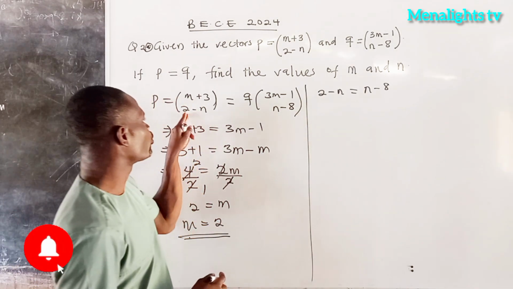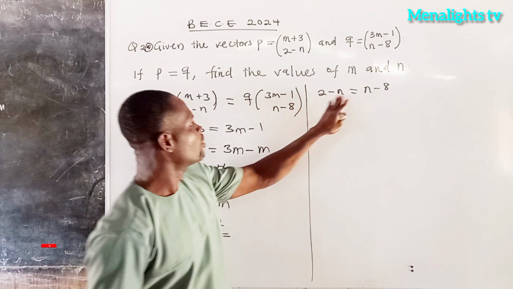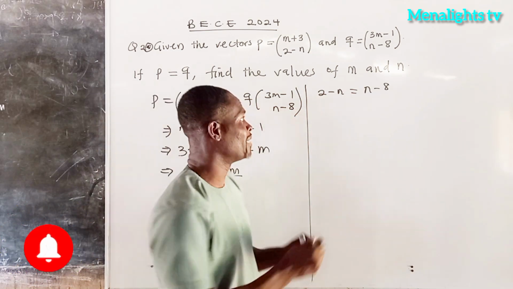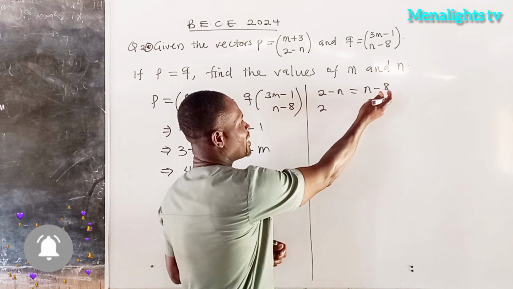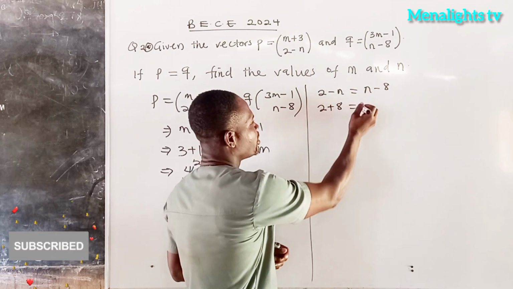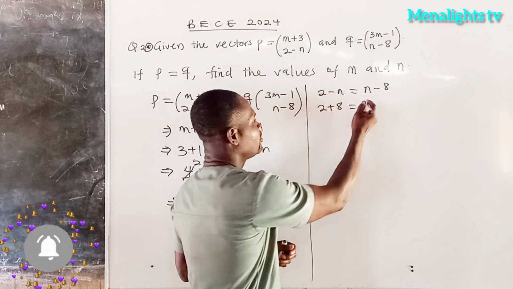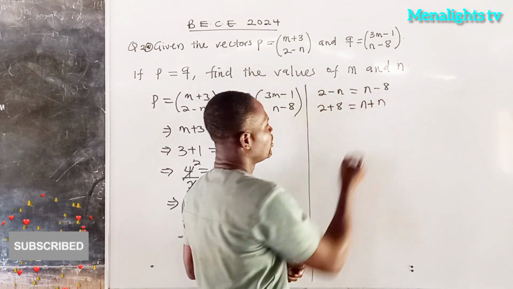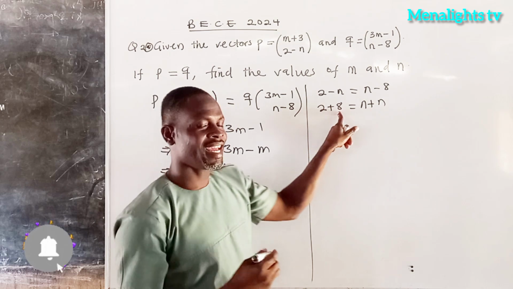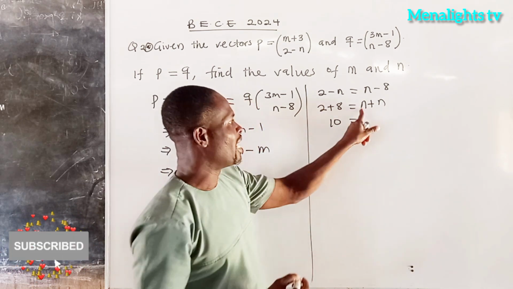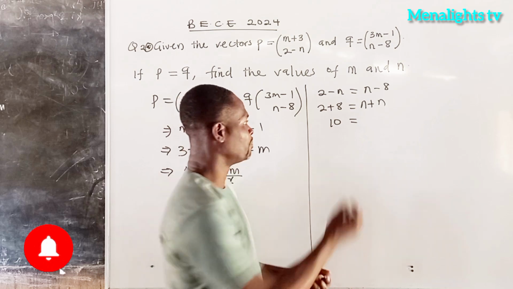So we have the second, 2 minus n, which is equal to n minus 8. Here we have to group the like terms together. So 2, then 8 here is negative. When it comes over, it becomes plus 8, which is equal to n, this n is negative, goes there and becomes plus n. So 2 plus 8 will give us 10. So we have 10, which is equal to n plus n, which will give us 2n.